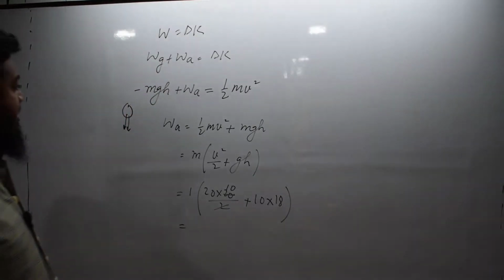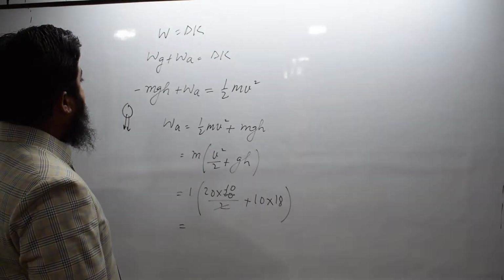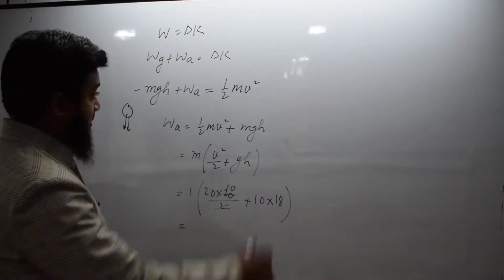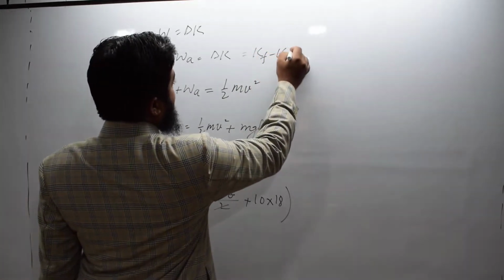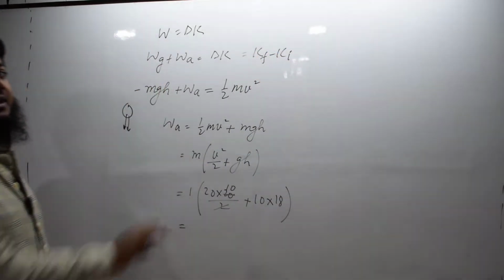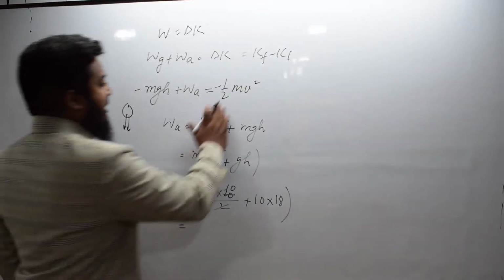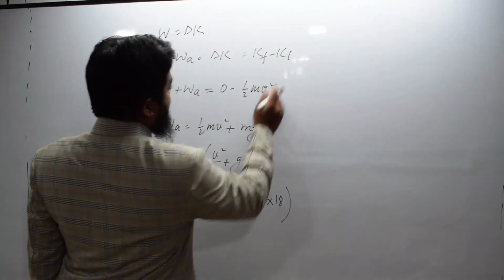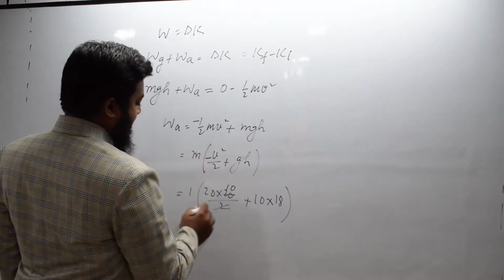We have made some mistake. There is some minus sign. Oh, sorry. We should write final kinetic energy minus initial kinetic energy. Finally, the kinetic energy is 0. So, it should be minus half mv square. You can see final kinetic energy minus initial kinetic energy, minus half mv square. So, this should be minus.